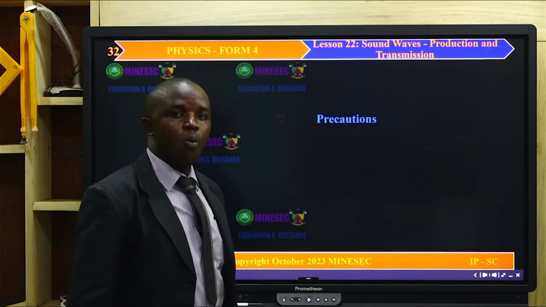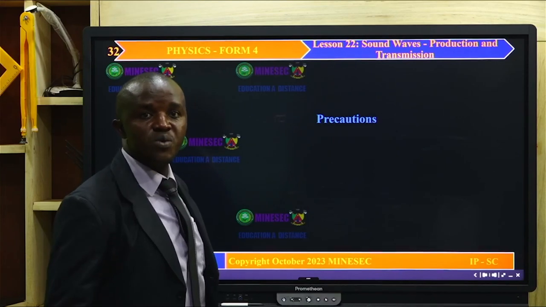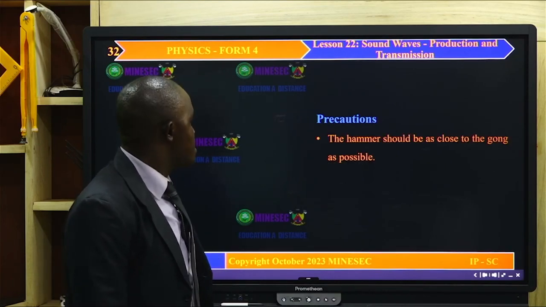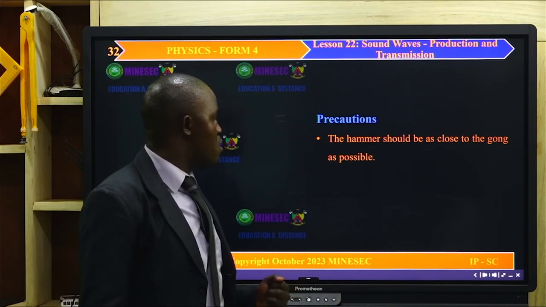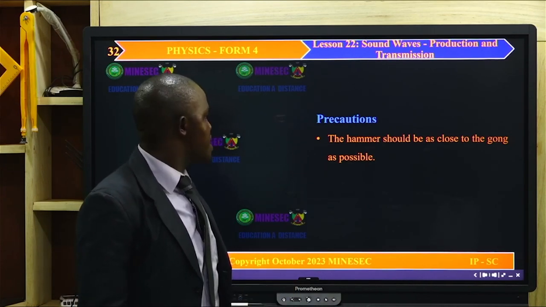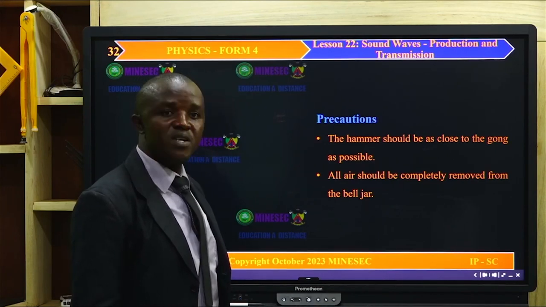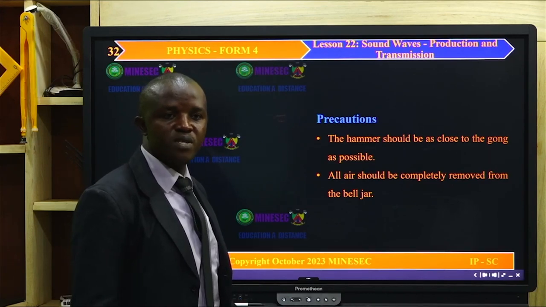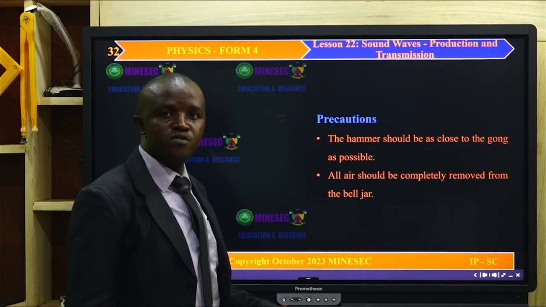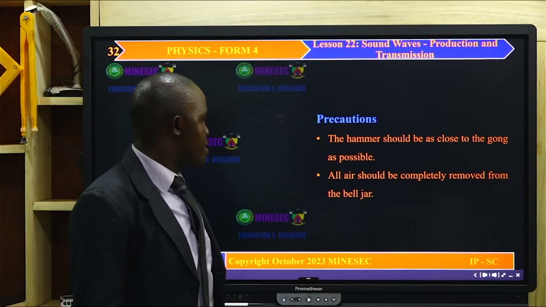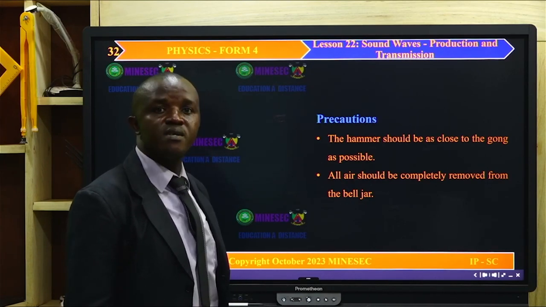Now, what precautions, what measures do we take to avoid errors in the experiment? The hammer should be as close to the gong as possible. That's the precaution. All the air should be completely removed from the bell jar to be sure that we have a vacuum. That is, in the process of sucking out the air to create a vacuum, we ensure that a vacuum is actually created by taking out all the air completely from the bell jar.